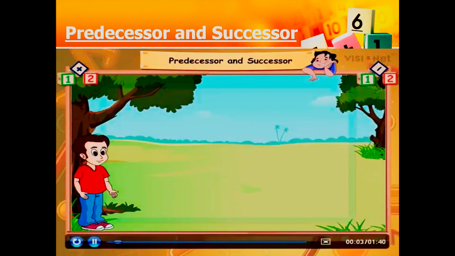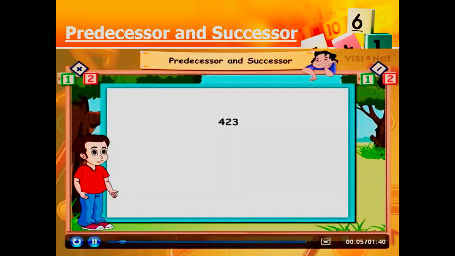Predecessor and successor. Look at the number 423. Now, can you write the number just before the number 423? Yes, we can write by subtracting 1 from the number 423. That is, 423 minus 1 is equal to 422. Now, can you write the number just after 423? Yes, we can write by adding 1 to the number 423. That is, 423 plus 1 is equal to 424.